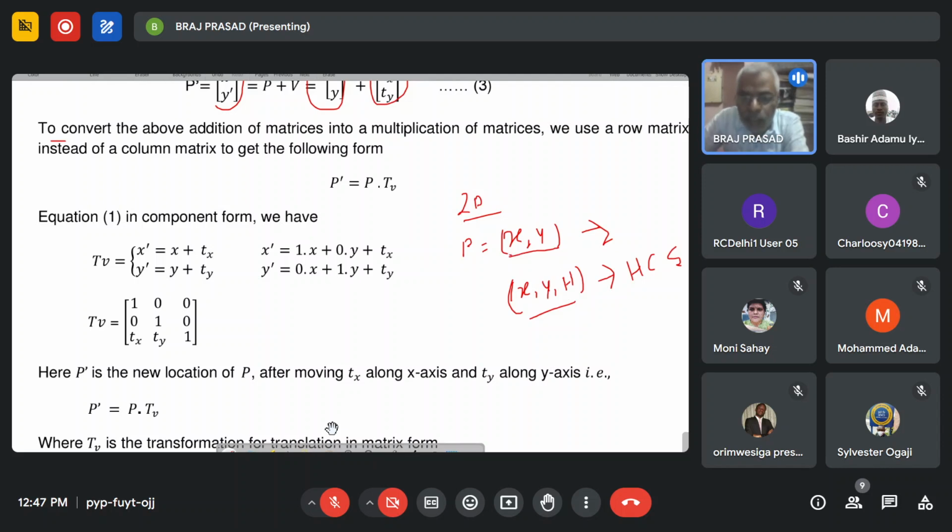In the Cartesian coordinate system, finding the coordinate of a new object is difficult. But with the help of the homogeneous coordinate system, we can calculate the new coordinate of the object in an easy form. That's why we introduce a new coordinate system, called the homogeneous coordinate system. And we will see how easy it is.